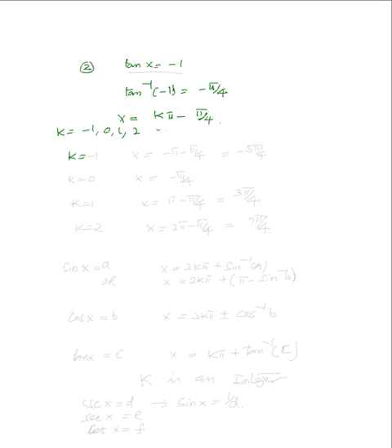So if I put k is negative 1, I will have x equals negative pi minus pi over 4, which is same as negative 5 pi over 4. If I use k is 0, I'll get x equals negative pi over 4. Then if I put k is 1, I get x equals pi minus pi over 4, which is same as 3 pi over 4. And if I put k is 2, I will get x equals 2 pi minus pi over 4, which is same as 7 pi over 4, and so on. So there are several solutions, but at least I wrote 4 of them for the type tangent of x equals negative 1.